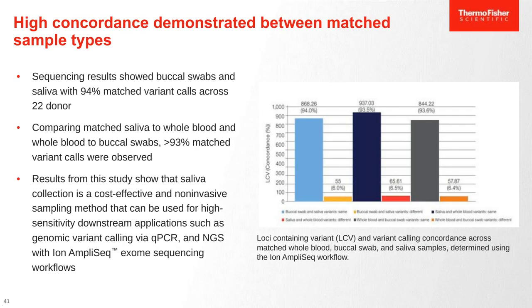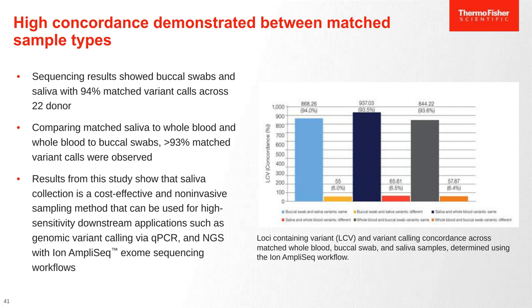And then here, looking at the overall variant calling concordance between the sample types and between all the different donors, you can see between 22 donors, we have a 94% matched variant call rate between the buccal swabs and saliva, and then greater than 93% for the whole blood to saliva, and then whole blood to buccal swabs. And so the study indicates a very high concordance between the matched sample types between the different donors, indicating that saliva, in addition to having good benefits, also will work in the workflow.